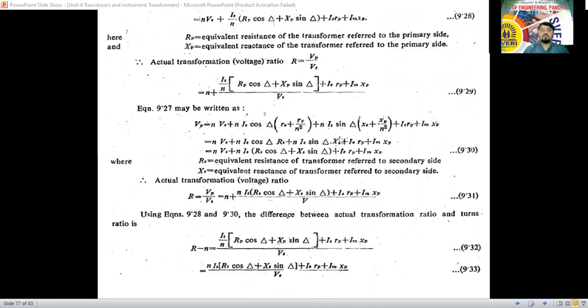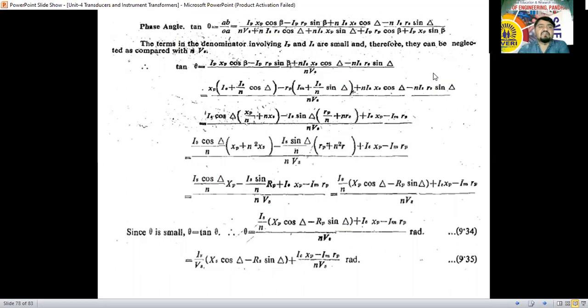So two methods. One is equivalent resistances, secondary or primary, both we can consider here. Next is the phase angle equation we are going to consider, that is tan theta equal to AB by OA. So the AB formula we have to consider here. A to B we have already derived: IP XP cos beta minus IP RP sin beta plus NIS XS cos delta minus NIS RS sin delta here. OA we have derived just now.